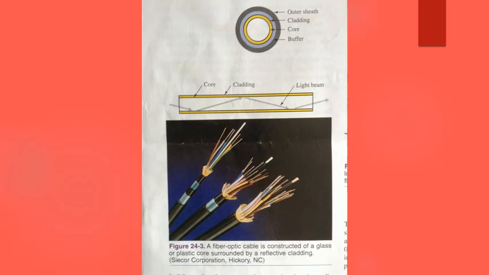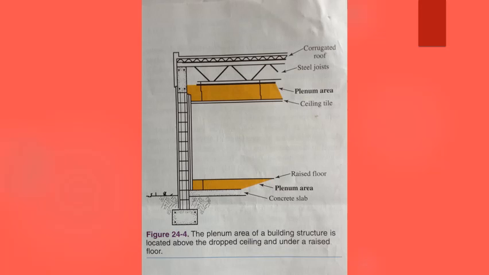Some cables are installed in a building plenum area. A plenum is an airspace above the drop ceiling or under a raised floor, such as those in computer rooms. See figure 24-4. It shows you the plenum area of a building structure.